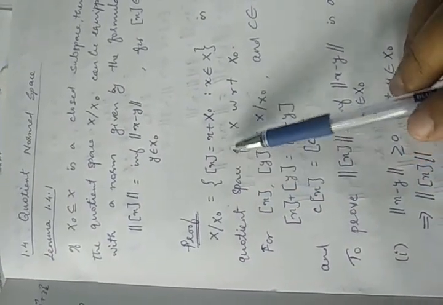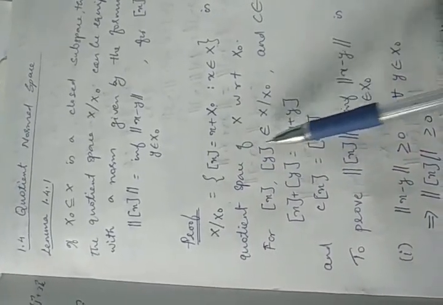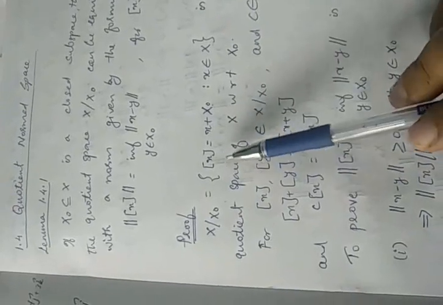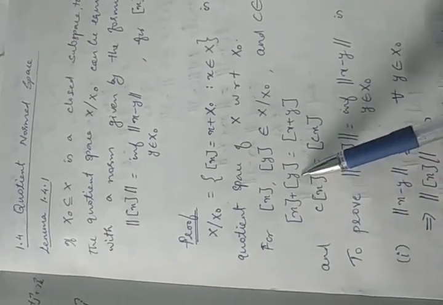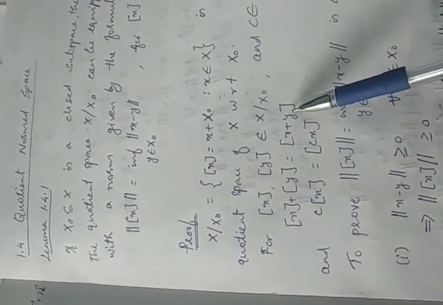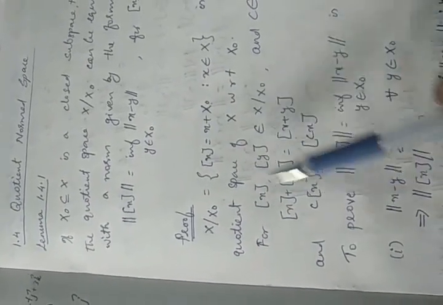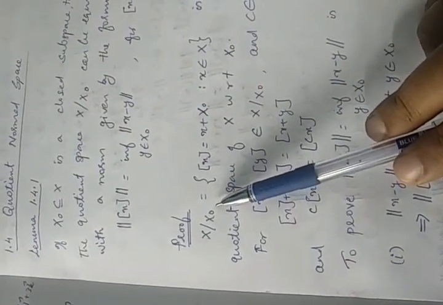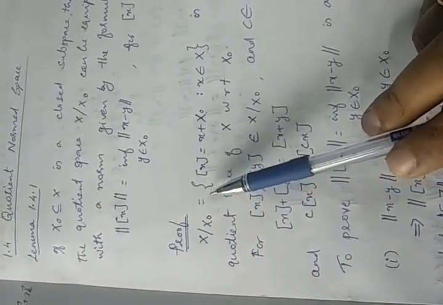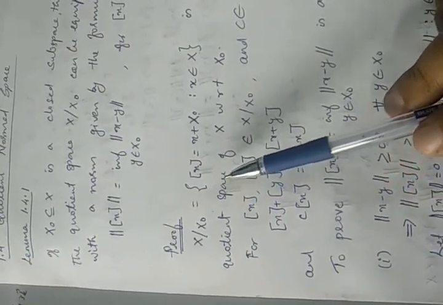Now we define two operations on this collection, that is addition and scalar multiplication. The addition is defined as, for two elements class X and class Y in the set X by X0, we define class X plus class Y is equal to class X plus Y. Similarly, we define scalar multiplication as, if C is any scalar, then C into class X is equal to class CX. So, with respect to these two operations, the set X by X0 forms a linear space and it is called the quotient space of X with respect to X0.